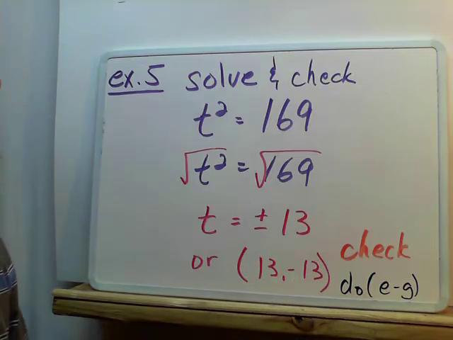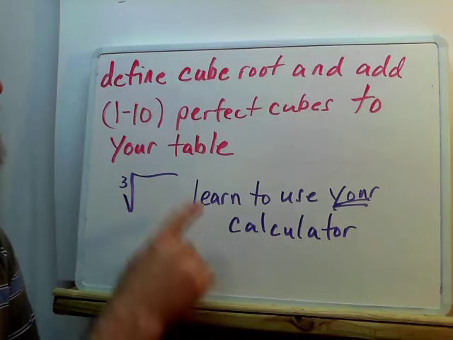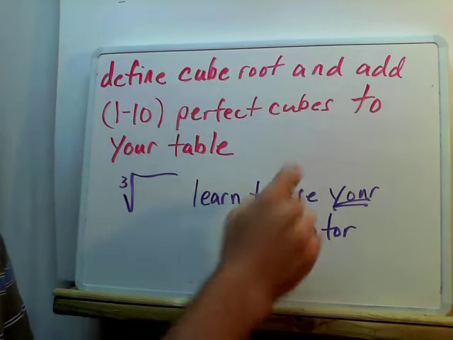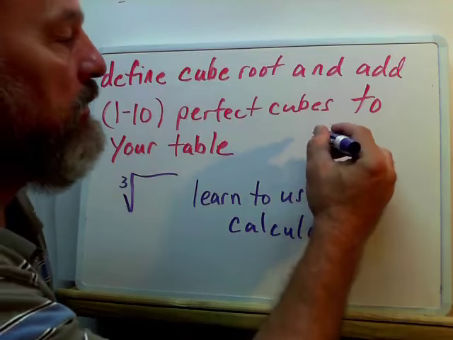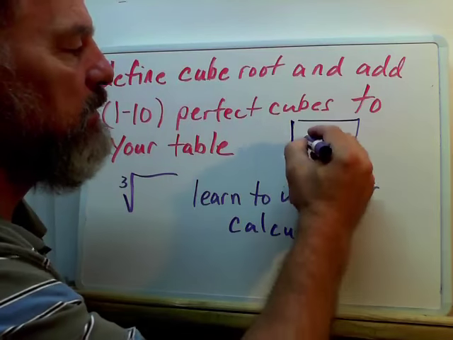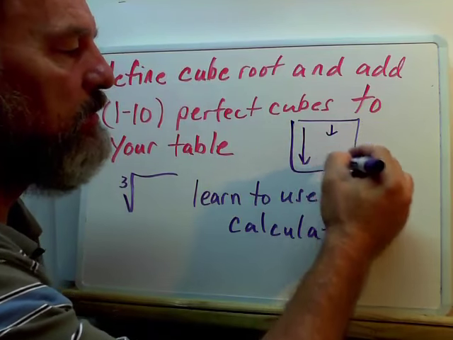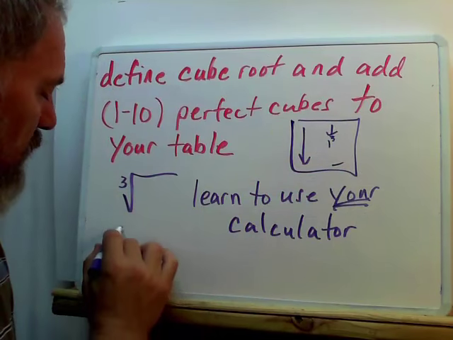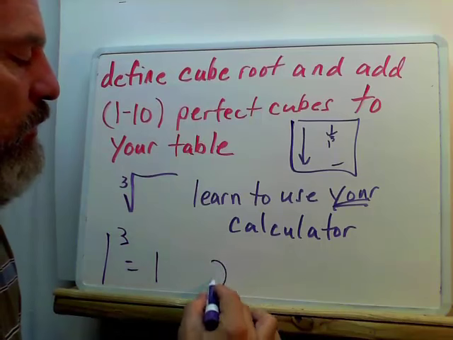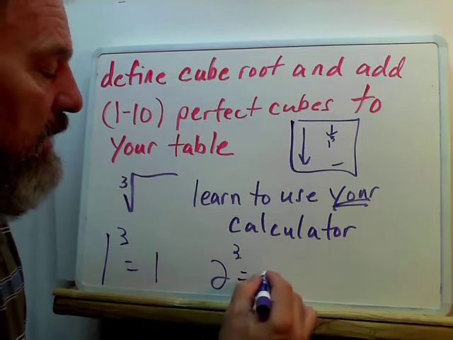Please press pause and do letters E through G. Okay, the next thing I'd like you to put in your notes is a definition of cube root, and also add 1 through 10 perfect cubes to your table. So in other words, hopefully you had a piece of paper like this where you had 1 through, let's say, 25, and then 25 through 30 here, and you've got some space here. So now you're going to put 1 cubed, a little bit bigger down here. 1 cubed equals 1. 2 cubed equals 2 times 2 times 2, so that would be 8.